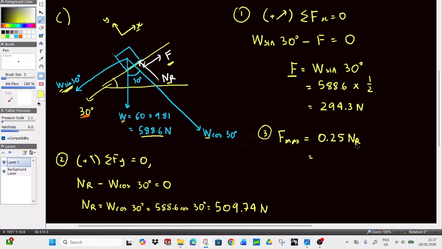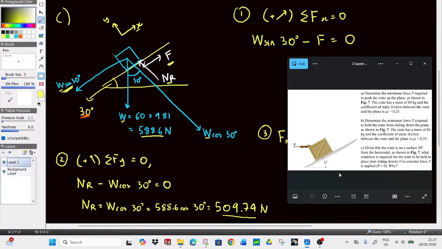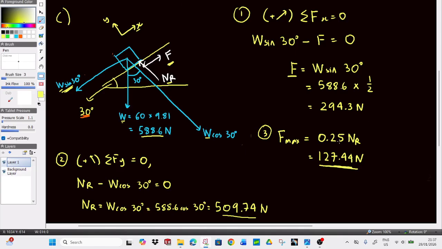So F max would of course be 0.25 times NR, which we've got earlier. So it's 0.25 times 509.74, which is 127.44. So you see the maximum frictional force that can be offered by the surface is 127.44 newtons. And they asked what condition is required for the crate to be held in place, not sliding down. So it's clear that the frictional force we need to keep it in place is far greater than F max. And this is a problem, because if F is greater than F max, that means the crate is going to slide down.